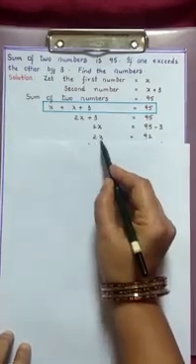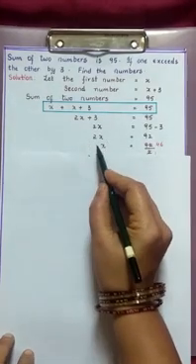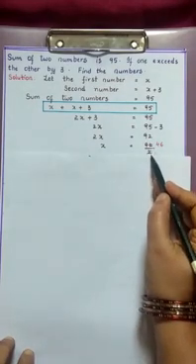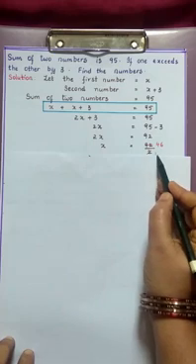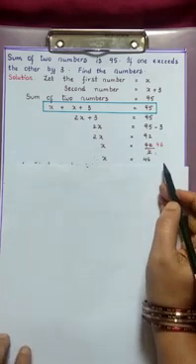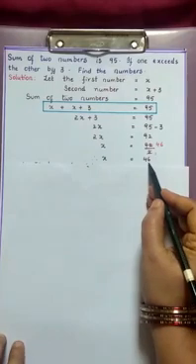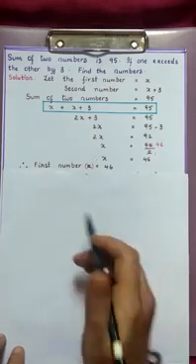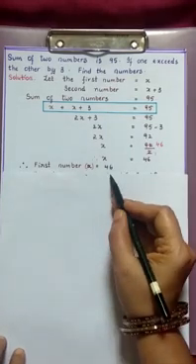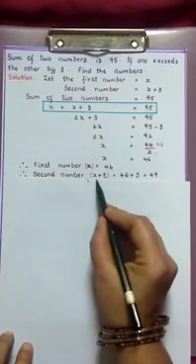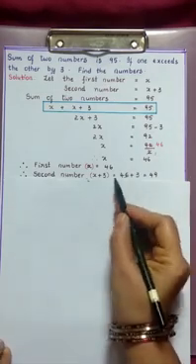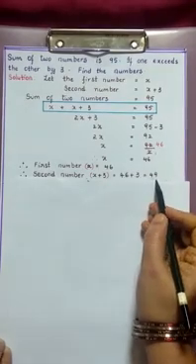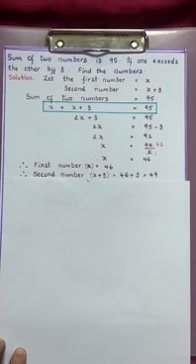Now here 2 is multiplied by x. When you transpose to the right side, we divide by 2. Now 92 by 2. Do the cancellation here. 2 1s are 2, 2 46s are 92. So therefore we get x is equal to 46. Now this x is nothing but your first number. So our first number is 46. So how do we get the second number here? Second number is x plus 3. So we substitute 46 in place of x. So 46 plus 3 which is 49. So these are our required numbers.